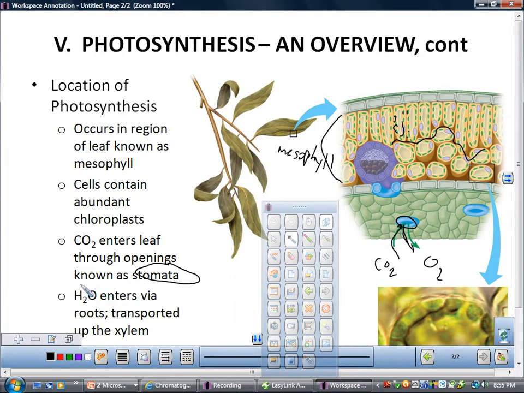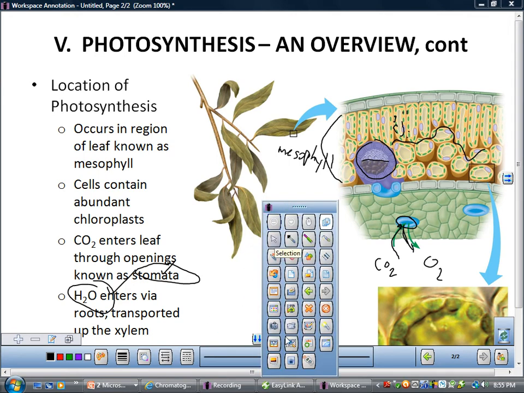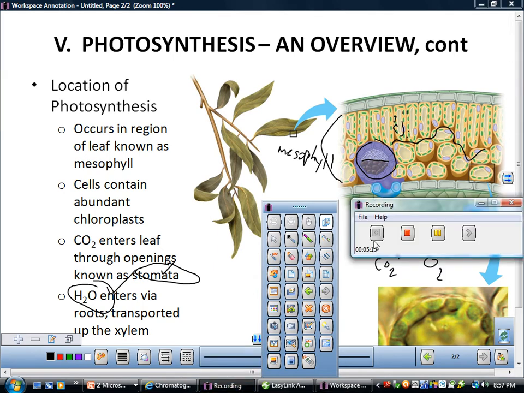Okay, now remember they also need water. That's another reactant for this process. So water would come up through the root system, be absorbed, and eventually come out the vein, because in the vein you've got xylem and phloem, and the xylem is the part that transports water and minerals. So you'll be able to get your reactants for photosynthesis through that part of the leaf to enter for this process. Okay?